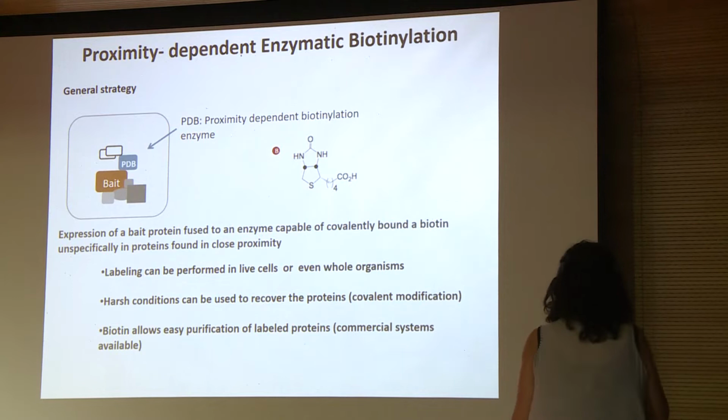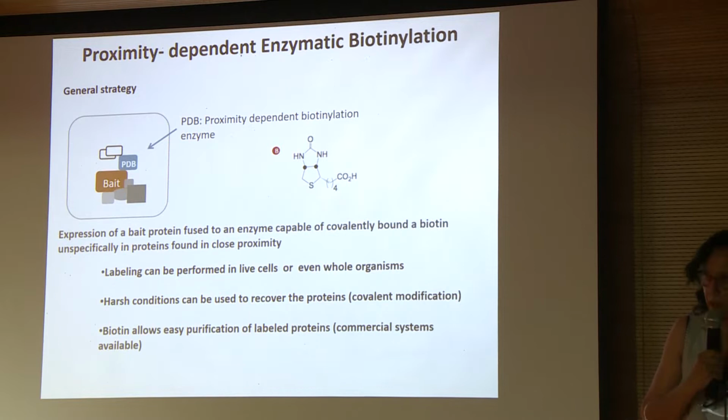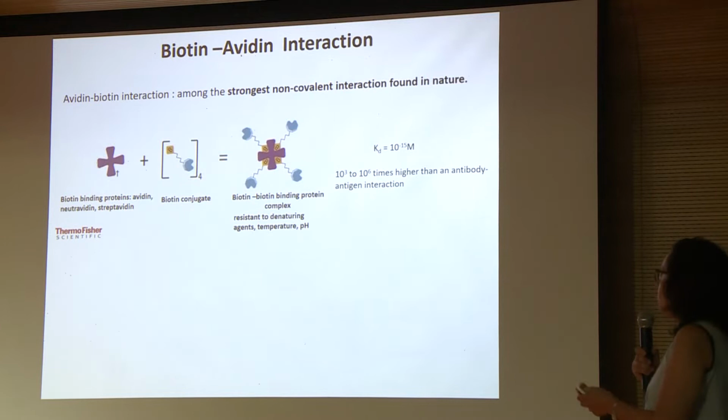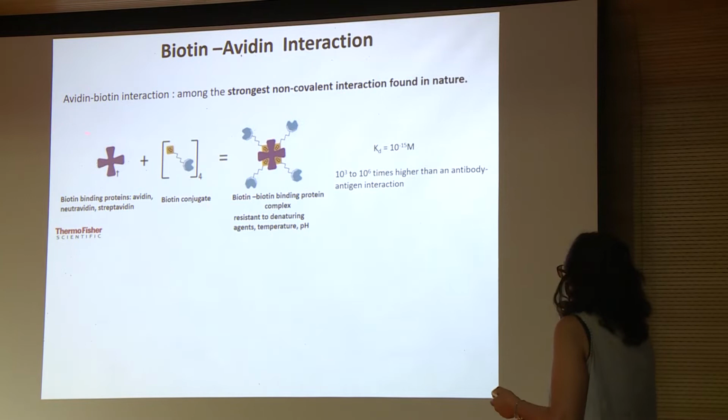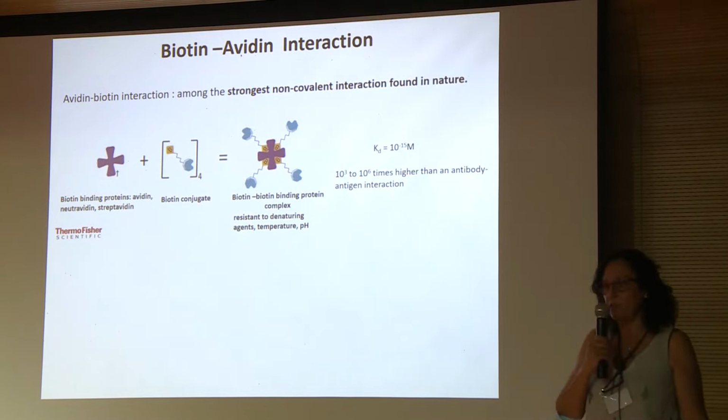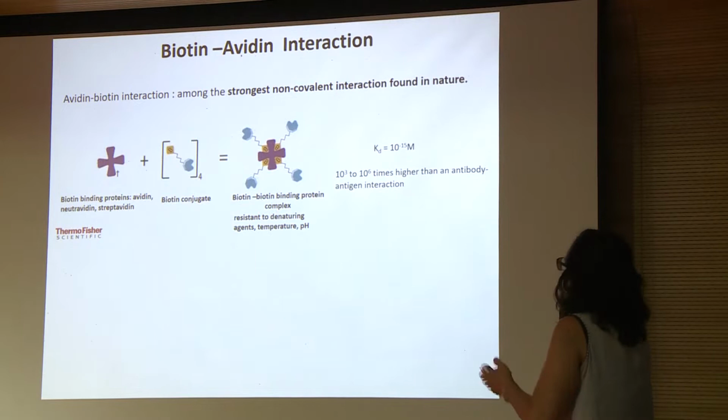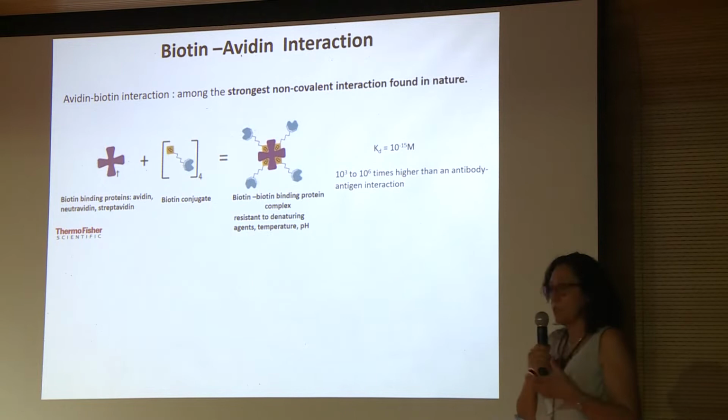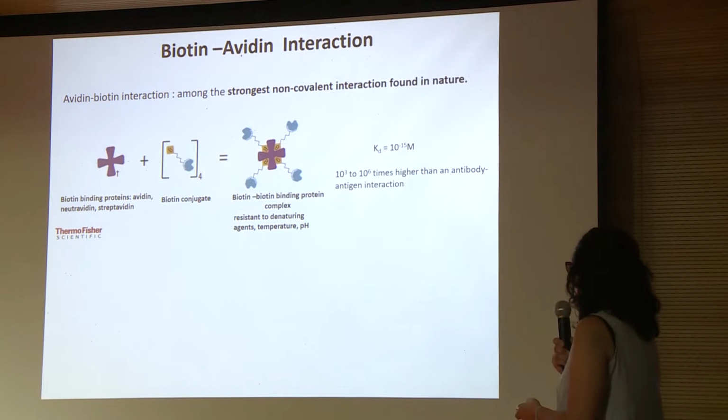So the big advantage of this, that I will tell you later can also be a disadvantage, is that to purify biotin, we have a lot of systems based mostly on avidin-biotin, but also other proteins such as neutravidin or streptavidin, and this interaction is among the strongest non-covalent interactions in nature, which is supposed to be orders of magnitude higher than the average antibody-antigen interaction. And this allows us to use a lot of washes and detergents, as I told you before, to recover the biotinylated proteins.